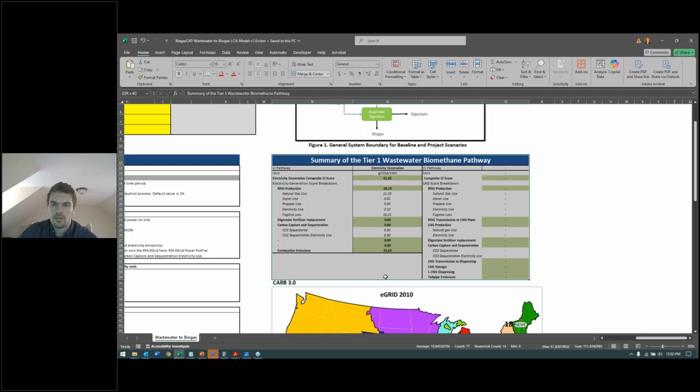And here we have a summary. On this side is your CI pathway, whether it's electricity generation, thermal, or combustion. All three of those are used in this calculator. And then over here, if you are injecting for thermal use, this will generate an LNG or a CLNG score if applicable.